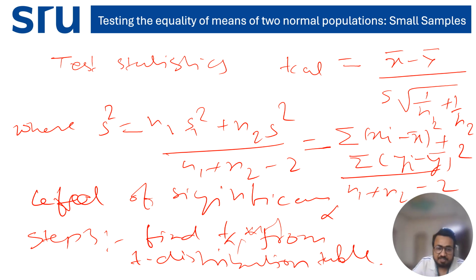Then how do we determine the result of the test? Again we use the same thing. If the t calculative value is less than t alpha, we accept the null hypothesis. And if the t calculative value is strictly greater than t alpha, we reject the null hypothesis.